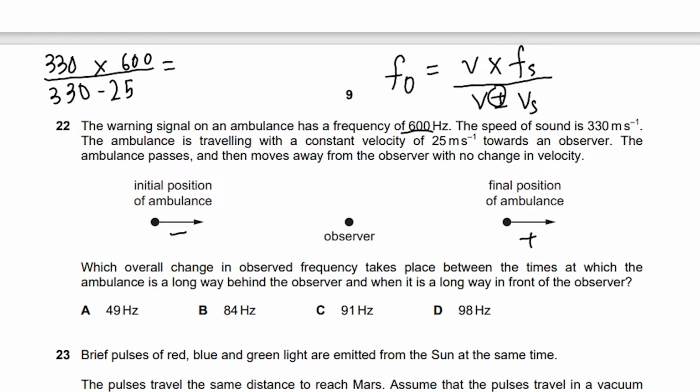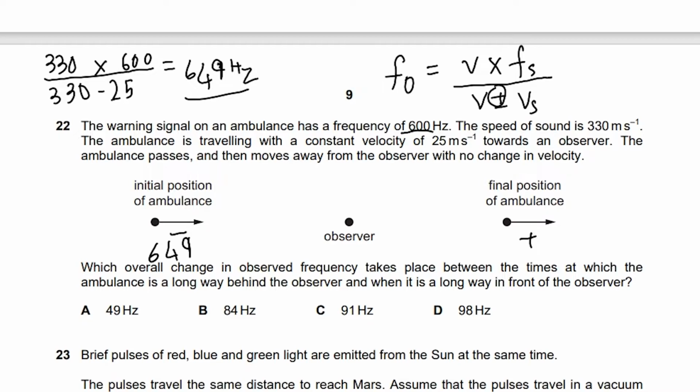Initially, this is the initial case. So the answer we get is 649 Hertz. This is the initial observed frequency, and let's find out the final frequency.